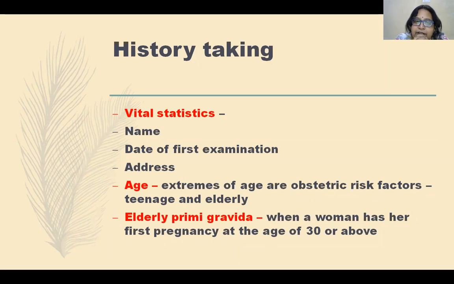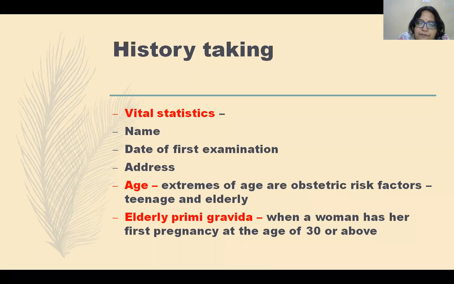Next, age. Age is important because if the woman is either in teenage or elderly, she needs again special care. She has to be assessed for risk factors often. So extremes of age are obstetric risk factors, and teenage and elderly pregnancies need to be seen with special care. So that is the importance of age.